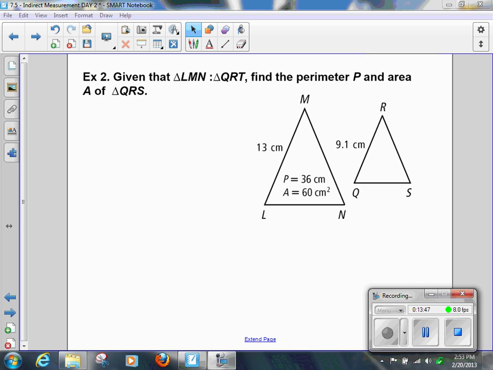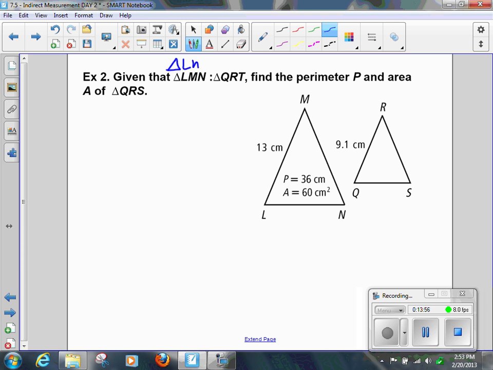All right, so let's look at example 2. It says given, that probably shouldn't be a ratio, that should be triangle LMN is similar to triangle QRT. Given that they are similar, find the perimeter P and the area A of triangle QRS. Okay? Now, first thing I would do, this is totally based upon the theorem we just finished. First thing you want to do is find the similarity ratio.